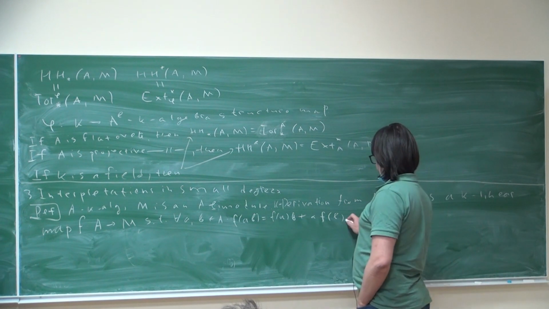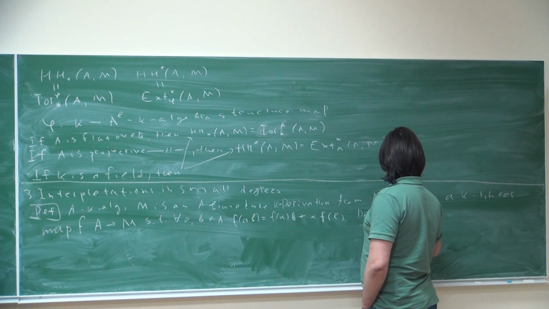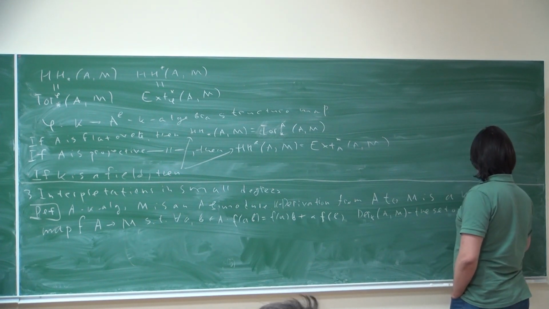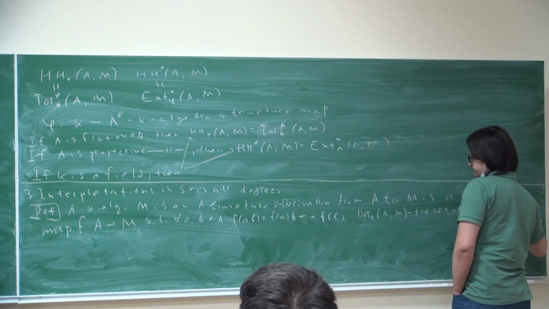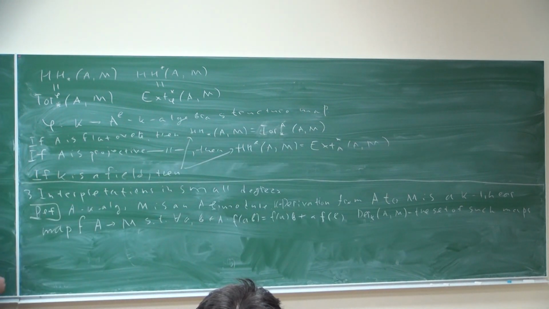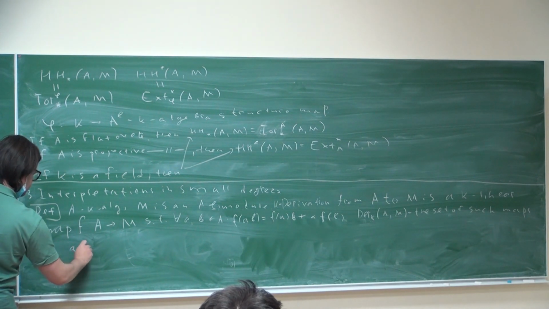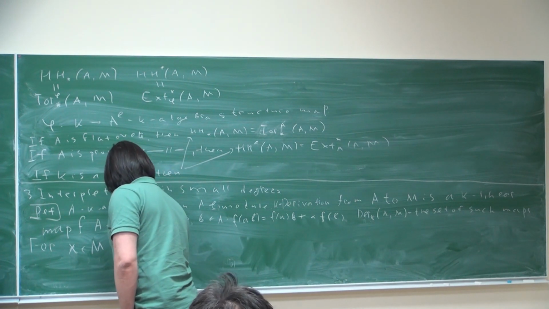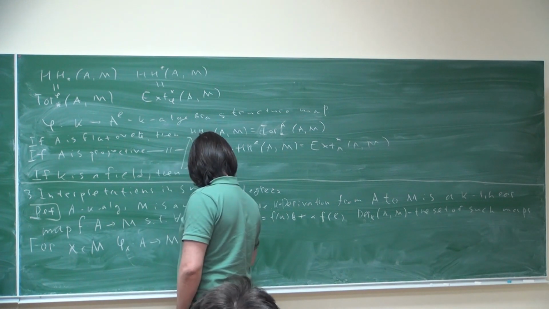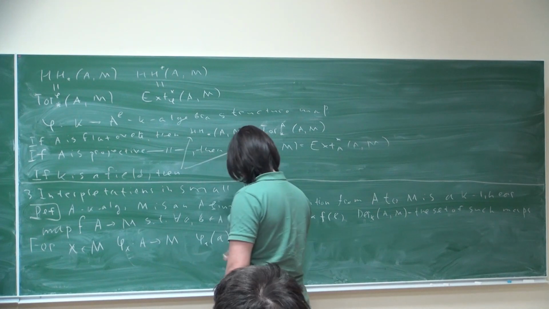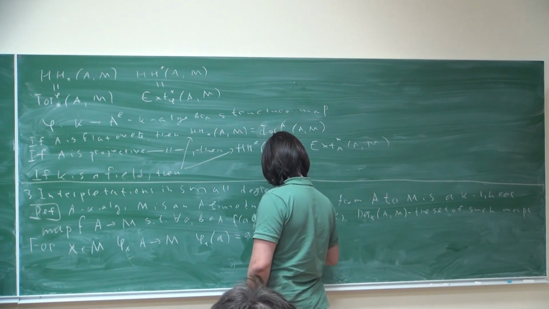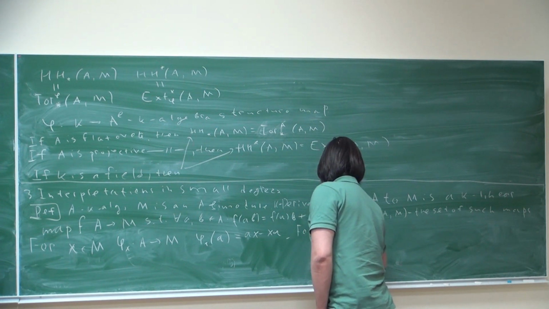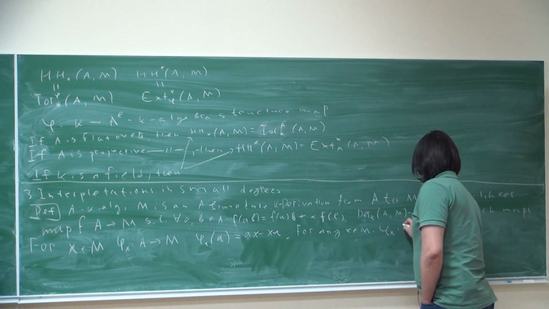So you denote by Der_K of A, M the set of such maps, the derivations from A to M. Then for x from M, one can define a map phi_x from A to M that sends a to the commutator of a and x. And one can show that for any x, phi_x is a derivation, K-linear, of course.